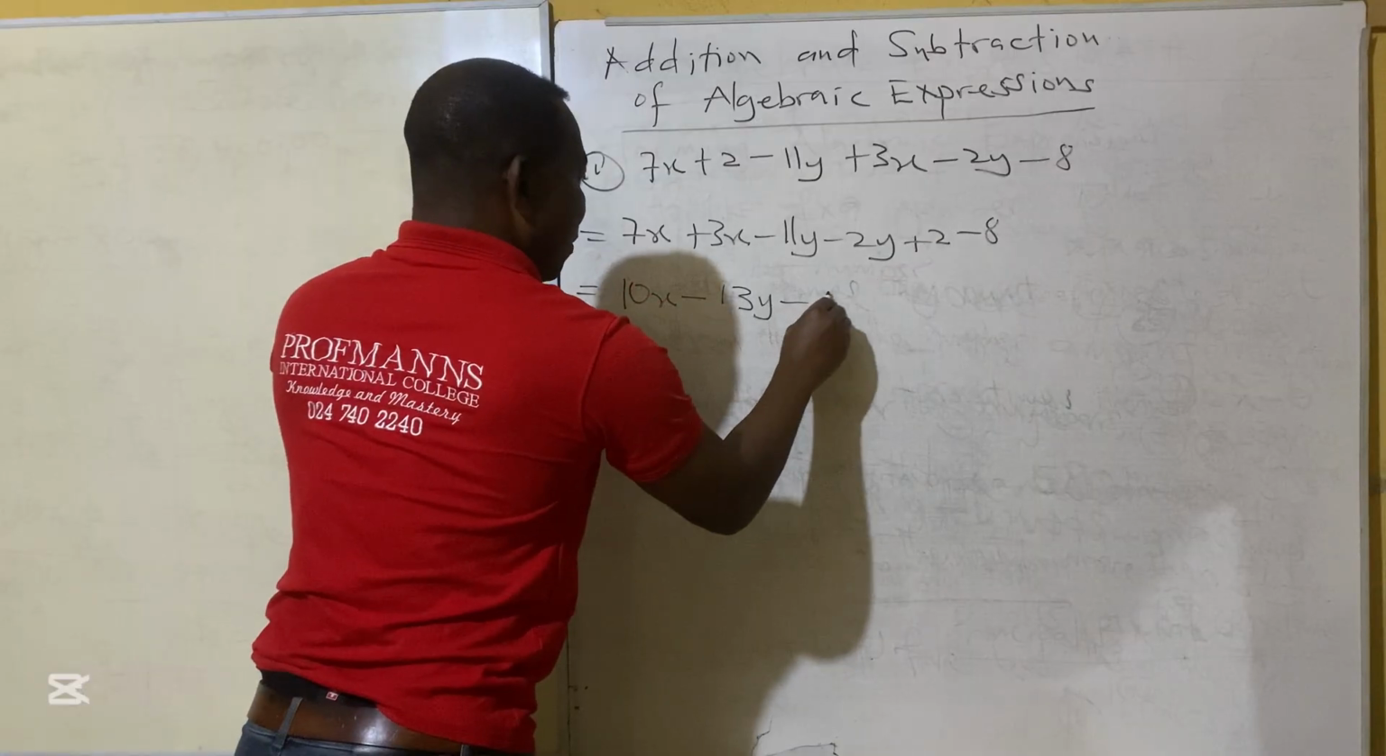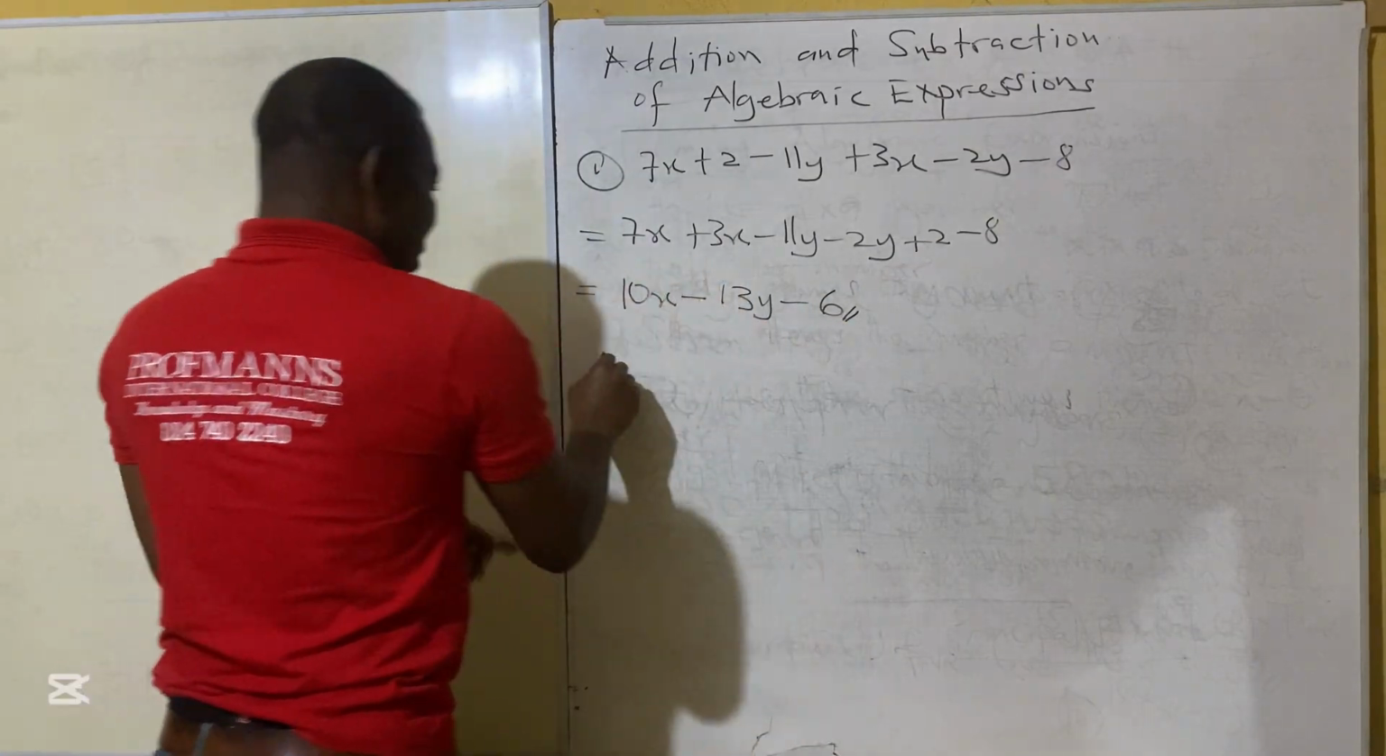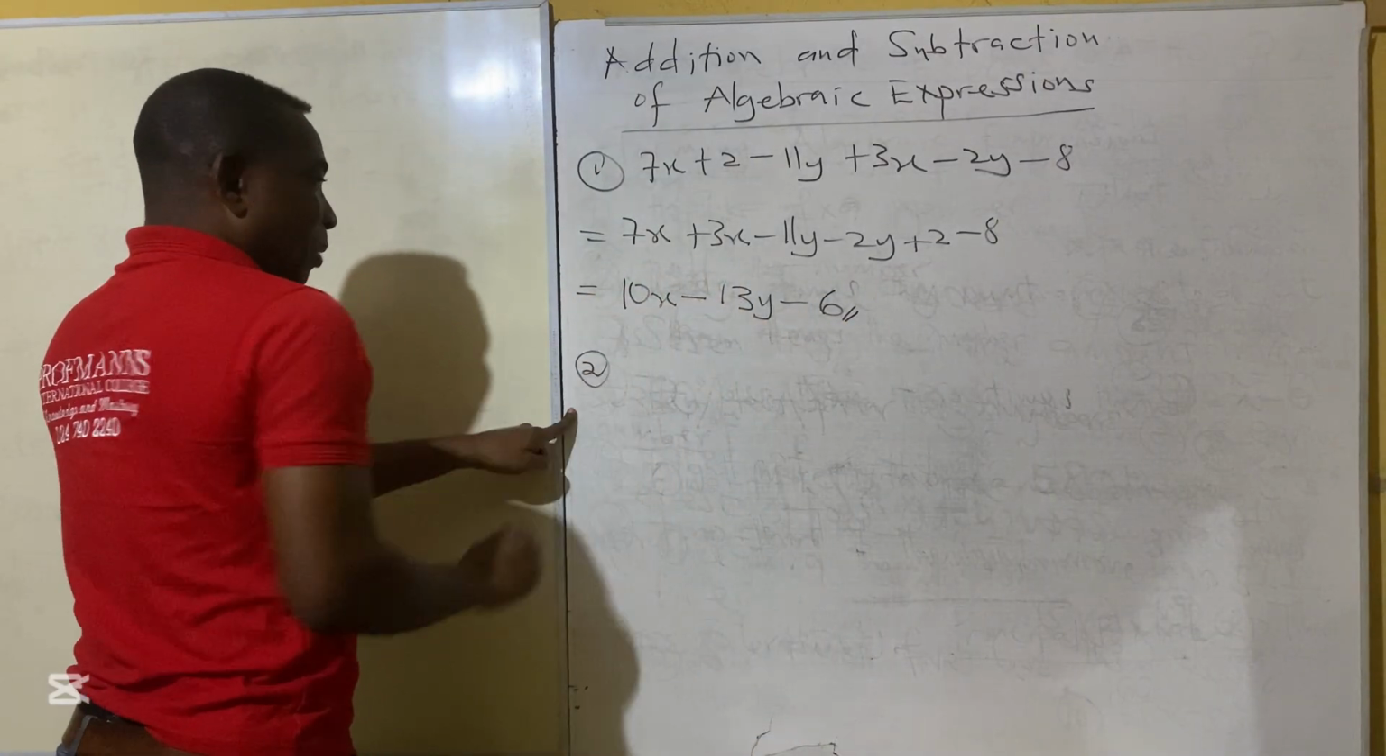And then this gives us minus 6. So let's look at the second one. Number 2.